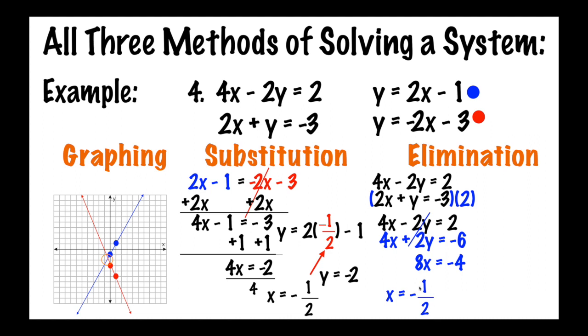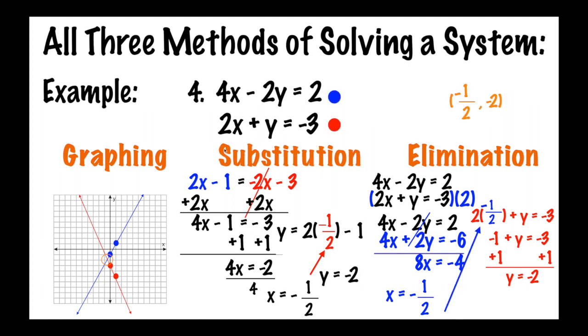Now we'll take this negative 1/2 and I can plug it into any of the equations here, either that top one, this bottom one, or the one that I got once I multiplied by 2, which again is going to be my last choice. Here I chose to use this bottom one right here. So I did 2 times our x value, which is negative 1/2, plus y equals negative 3. 2 times negative 1/2, the 2's are going to cancel. I'm left with negative 1 plus y is equal to negative 3. Add the 1, we get y is equal to negative 2, which again checks out with this. So in all 3 cases, I did end up getting negative 1/2 comma negative 2.